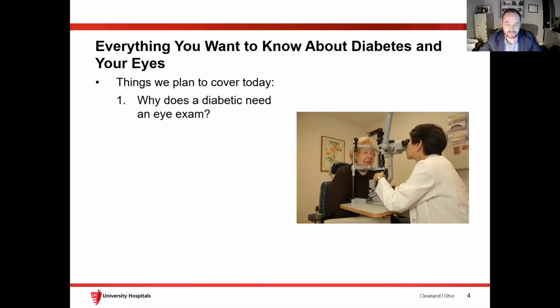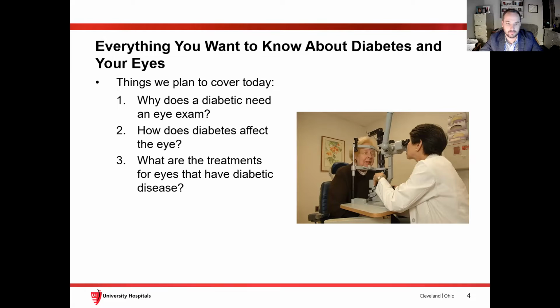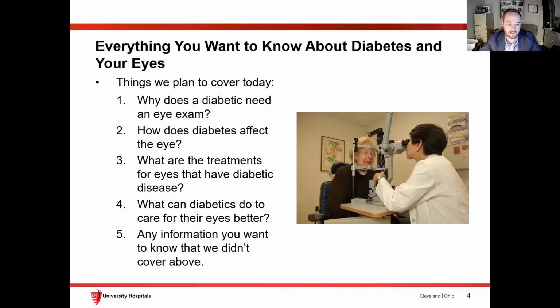Number one, why does a diabetic need an eye exam? How does diabetes affect the eye? What are the treatments for eyes that do have diabetic disease? What can diabetics do to care for their eyes better? And at the end, to catch all, any other information that maybe we didn't cover in those previous sections. So let's start out with why does a diabetic need an eye exam?